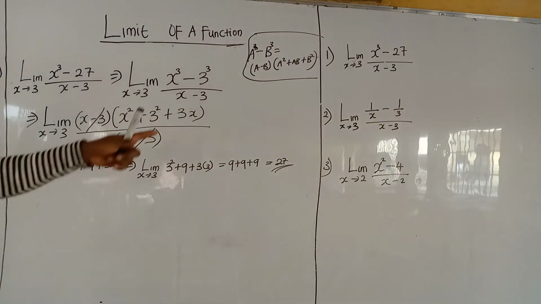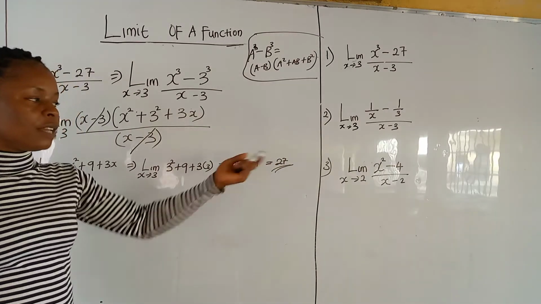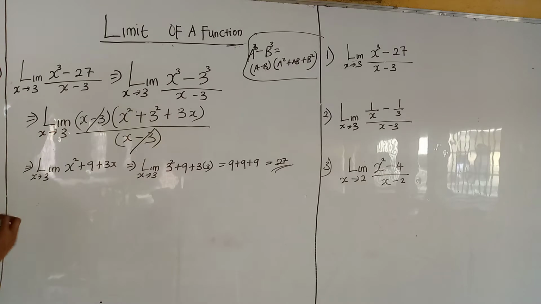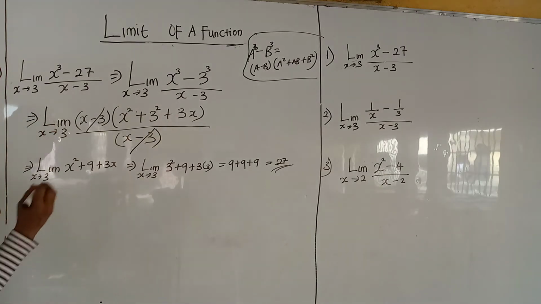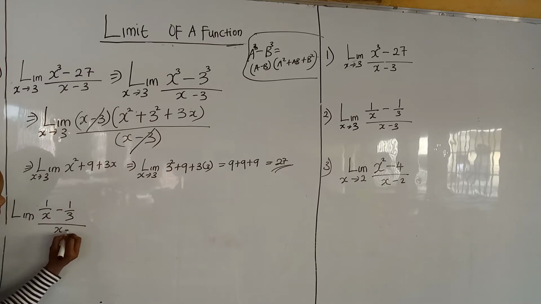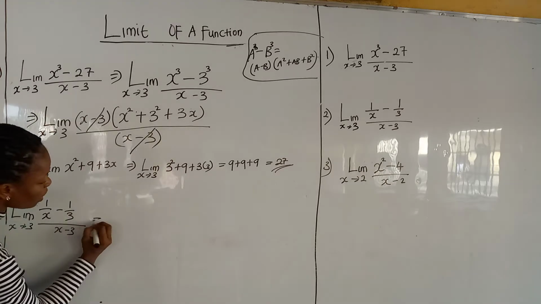So let's see how we can solve the second one, and I will leave the third one for you to go and solve because it's still simple, the difference of two squares. So let's solve the second one. Example number 2 says find the limit of (1 over x minus 1 over 3) divided by (x minus 3) as x approaches 3, the same 3.